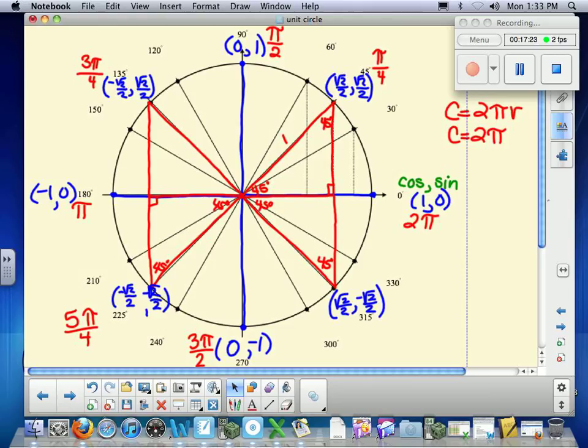What is this going to be? 45 degrees. In radian measure?